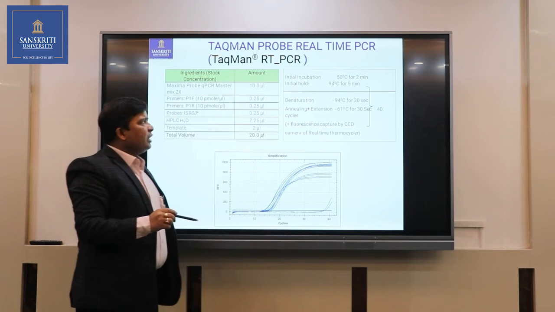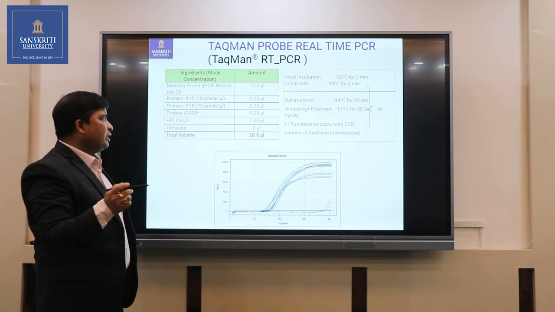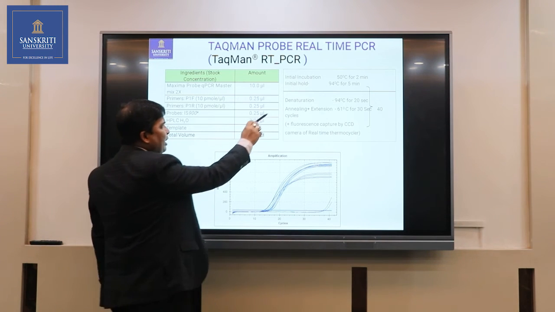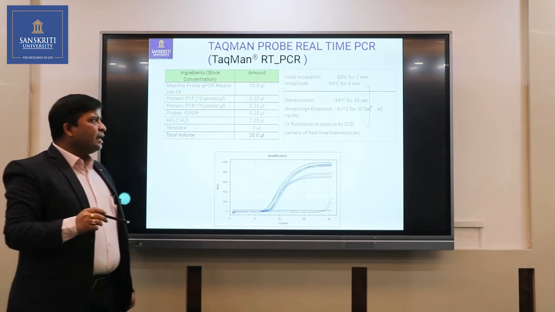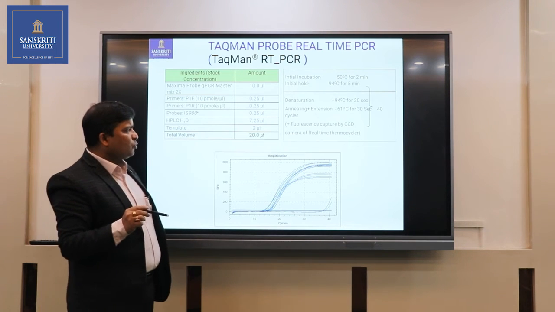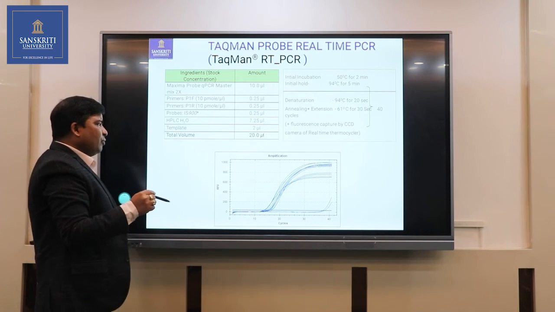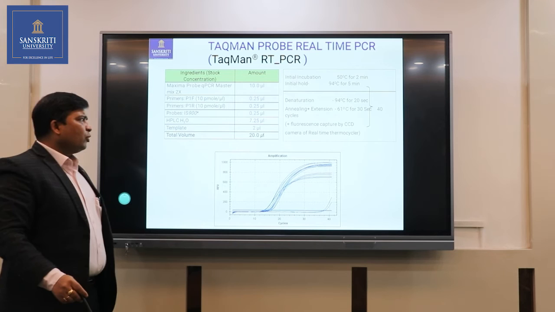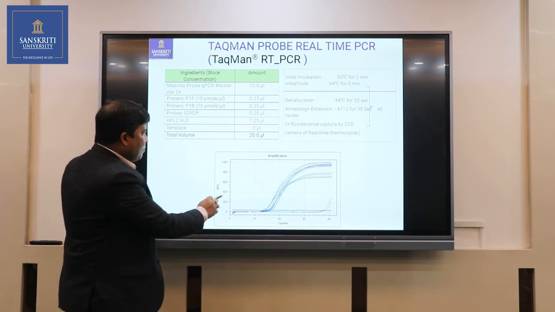Here we go for initial incubation to activate the enzyme, similar to SYBR Green real time PCR. Then we enter the initial hold, then we enter the main cycle, and then we go for denaturation at 94 degrees Celsius for 20 seconds. For annealing and extension, we are using the same temperature, 61 degrees Celsius for 30 seconds, and we are repeating these cycles for 40 cycles. And we are collecting the fluorescence. We are capturing the fluorescence by the CCD camera of the real time thermocycler. So this is the amplification cycle.